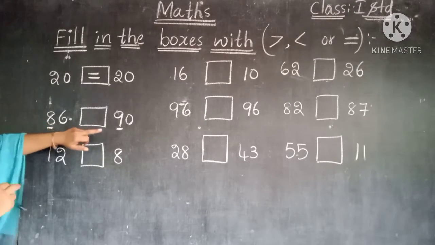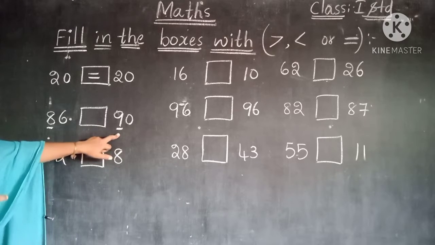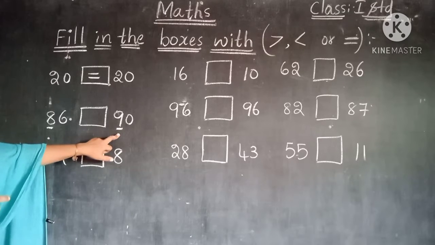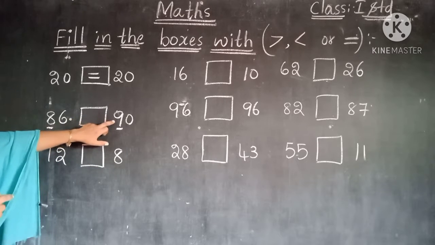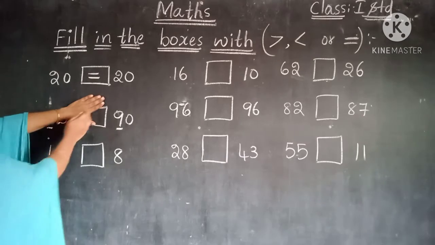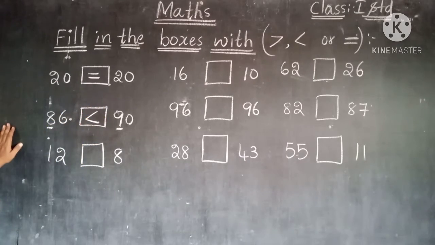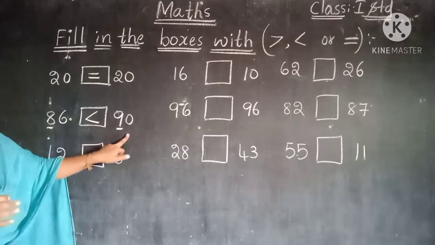Which is the big number now? This is the big number. This is the big number, so the symbol must be on which side? Yes. When this is the big one, the symbol also opens this side. So here we should write the symbol like this. That means 86 is less than 90.